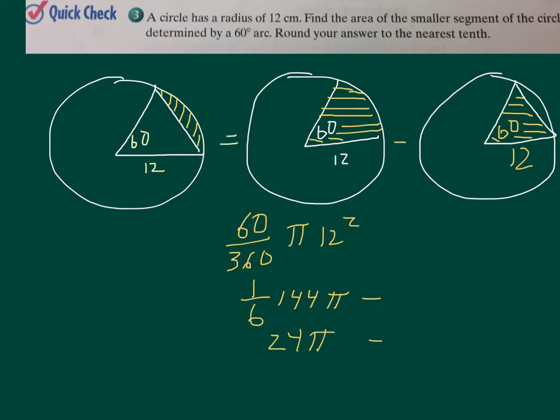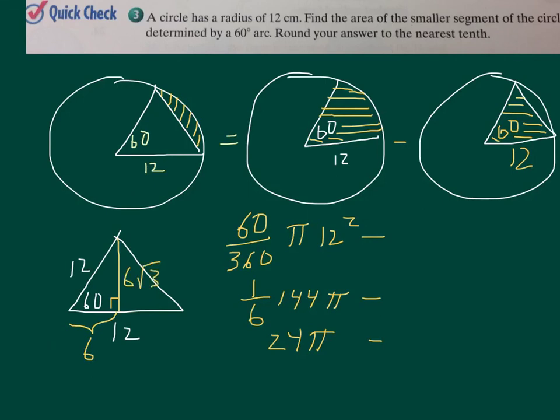Now from that, we are going to subtract the area of the triangle. Now if we're trying to find the area of this triangle, where both radii are 12, and it has a 60-degree angle, we're going to have to find the height of this thing. So this leg of this 30, 60, 90 would be 6, so the height is going to be 6 times the square root of 3. So the area of the triangle is going to be 1/2 the base, which is 12, times the height, which is 6 times the square root of 3. So it's 6 times 6, 36 times the square root of 3.